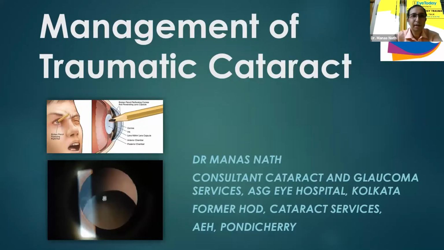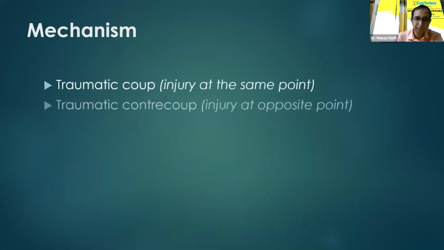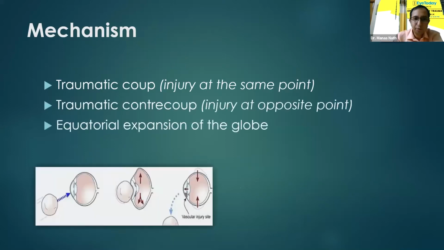Hello everyone. I'll be talking about management of traumatic cataracts, which is always a difficult scenario for an anterior segment surgeon. And trauma can affect the lens in basically two ways, either by blunt trauma or by penetrating injury. And the mechanisms can be because of traumatic coup injury, traumatic contrecoup injury, equatorial expansion of the globe.